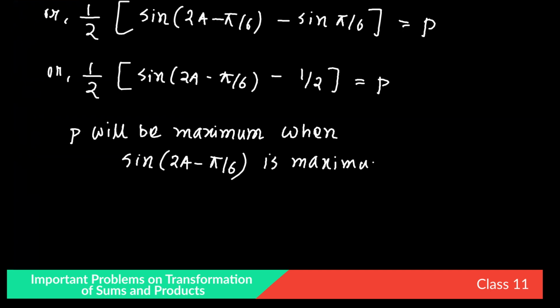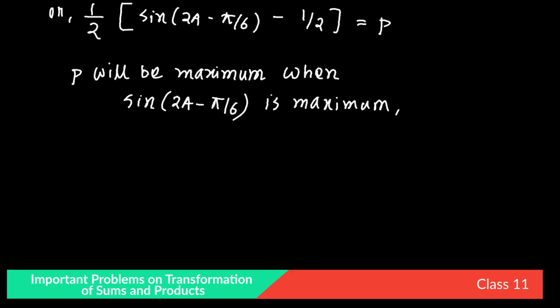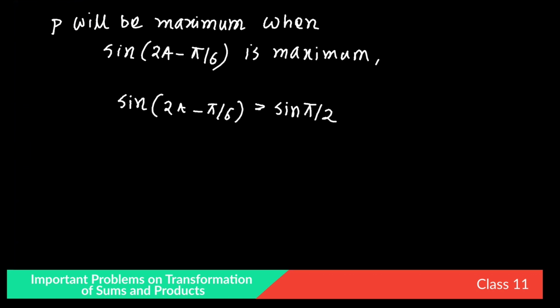So what is the maximum value of sine? Its maximum value is 1. So 1 is actually sine of pi by 2. So we can write sine of (2A minus pi by 6) equals sine of pi by 2. It is the maximum value of sine. Okay, so from this we can write that 2A minus pi by 6 is equal to pi by 2.